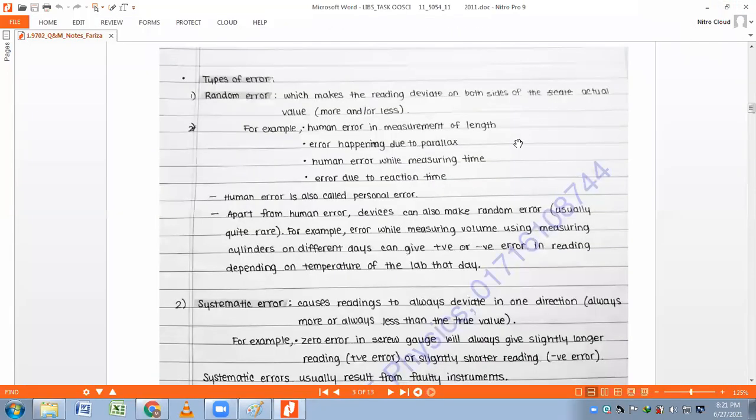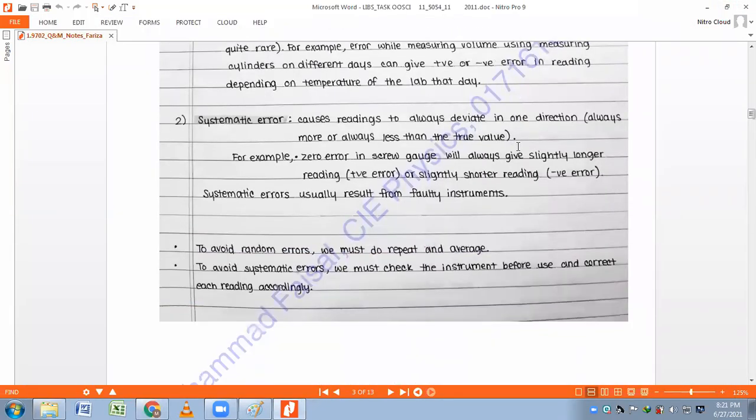Does it make sense? Yes, sir. Yes, sir. Beautiful. So that's for the two types of error that we have.